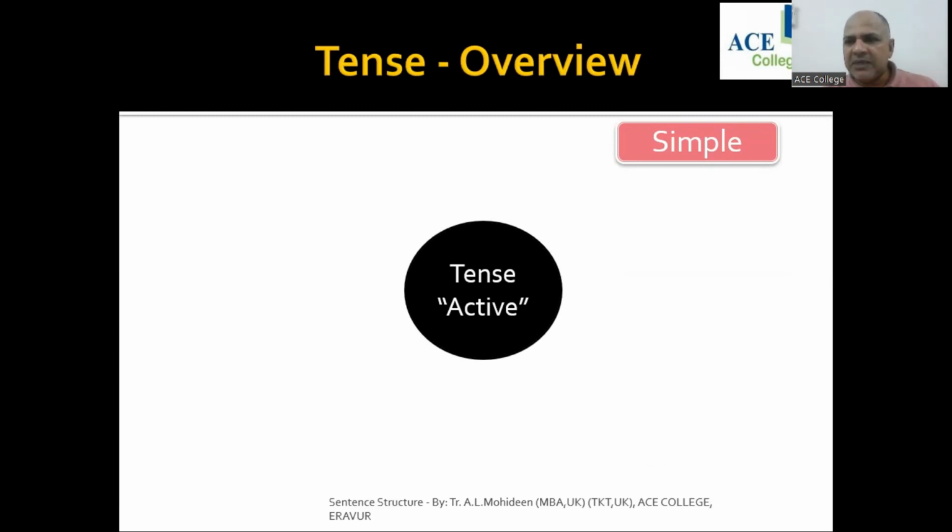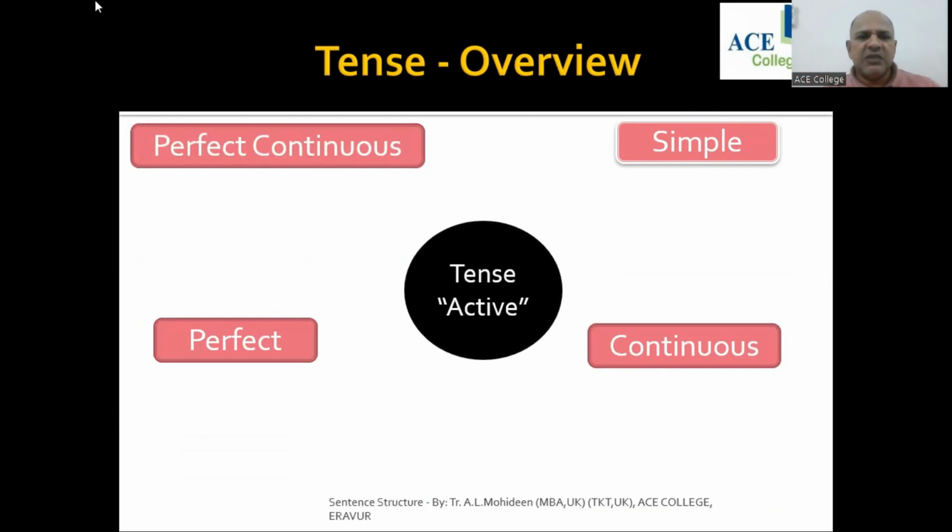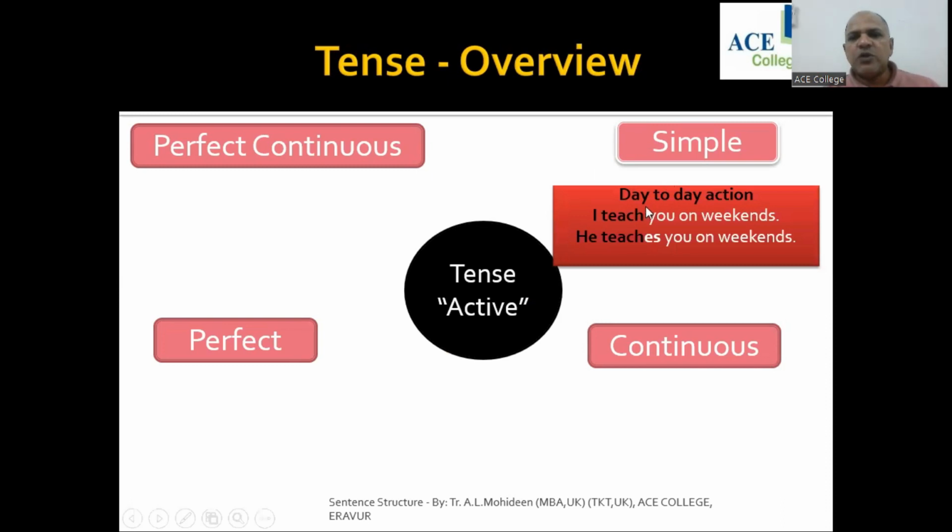So we have simple tense, continuous tense, perfect tense, and perfect continuous tense. These are the different tenses we have in English. Actually, the different tenses come based on the action type. If you look at day-to-day actions, you always have to use simple tense. Day-to-day actions always bring the simple tense. So if you do something daily, you have to talk in simple present tense. The same thing you did yesterday, you have to tell using simple past tense.